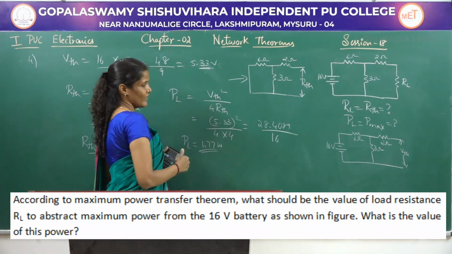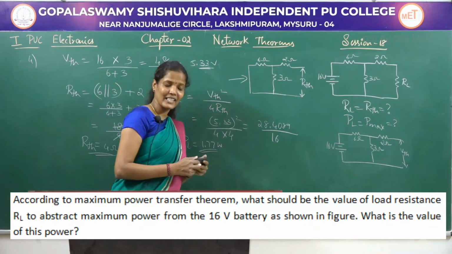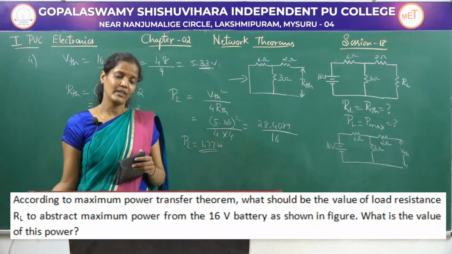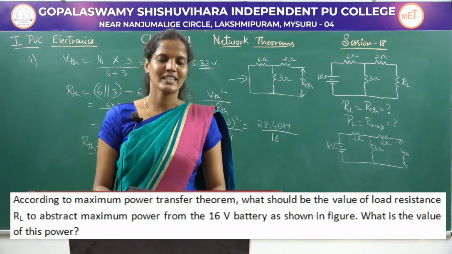Here I am not having into 10 to the power of 3 in the denominator. So PL is just equal to 1.77 watts. Clear? We will be moving to the next problem of this session.